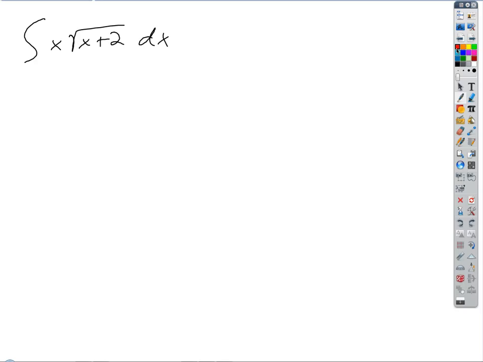Okay, so if we let u equal x plus 2, what's du equal to? Just dx, right? So then what do we get? We get the integral of the square root of u times du, but look what happened. It's an incomplete substitution. There's still an x in there. Our substitution has to be complete before we can do this, right? You can't mix x's and u's.